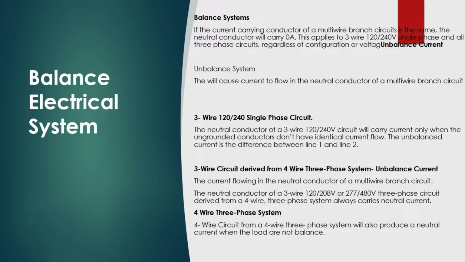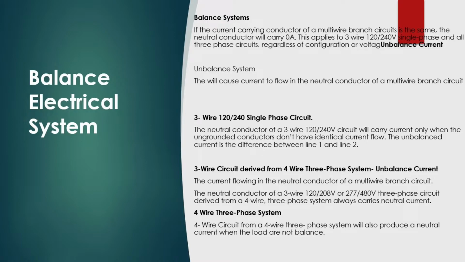Now, a four-wire circuit from a four-wire three-phase system will also produce a neutral current when the loads are not balanced. So we just mentioned that the load would have to be balanced in order for no current to flow. But because sometimes there's going to be an unbalanced situation, you'll have current flow within the system.